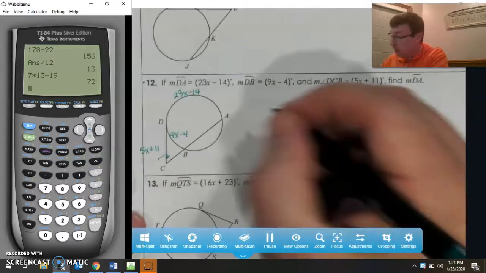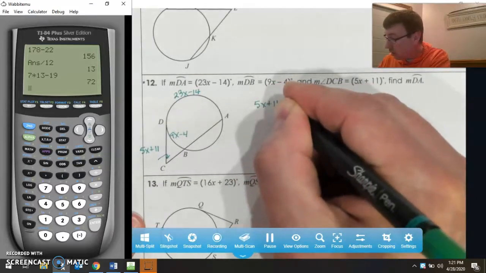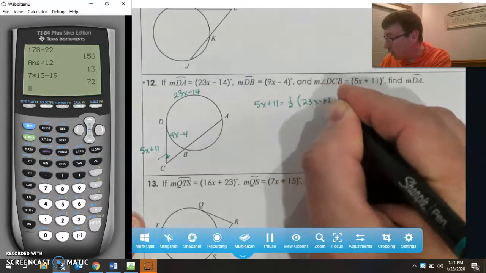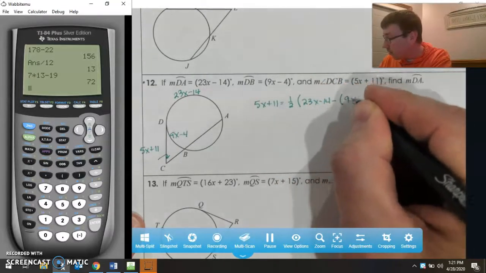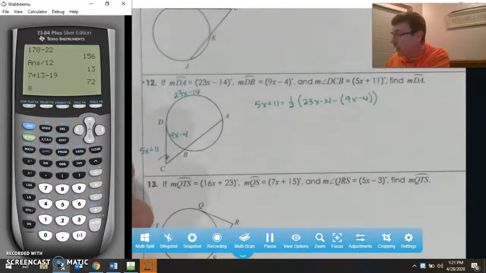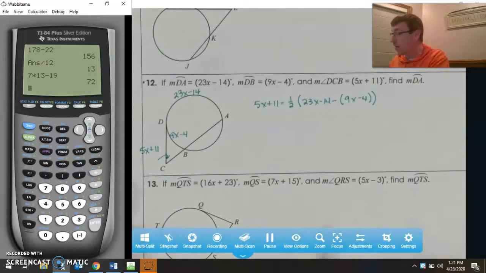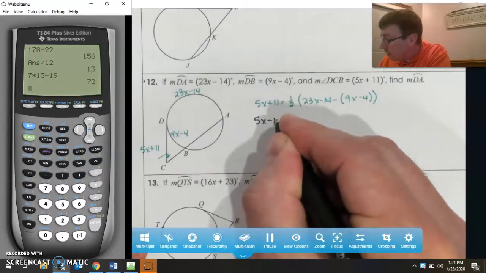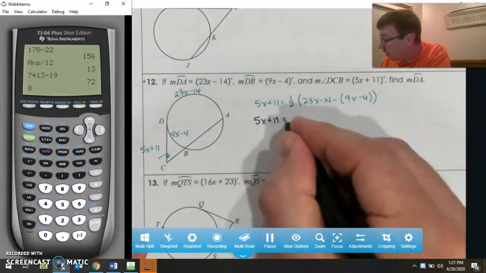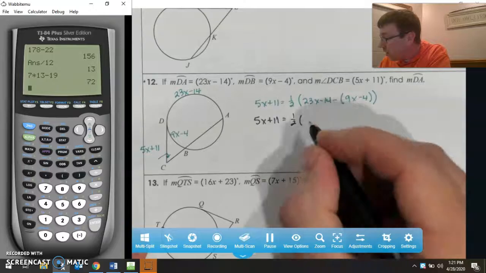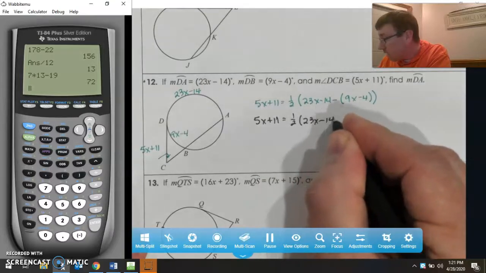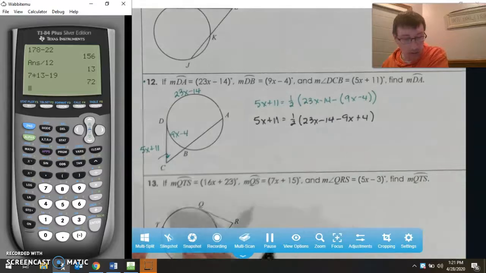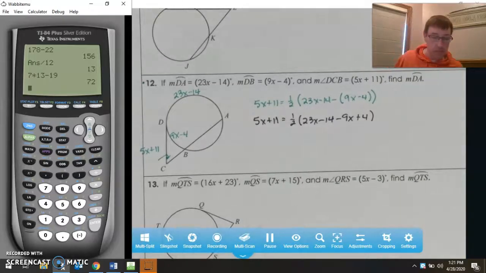So I know the angle measure is 1/2 the big arc minus the small arc. Now again, I use the double parentheses there because we do have to be careful with the minus sign in front of the parentheses. So 5x plus 11 would equal 1/2. We'd have 23x minus 14 minus 9x plus 4. Okay, so that's where we have to be careful.